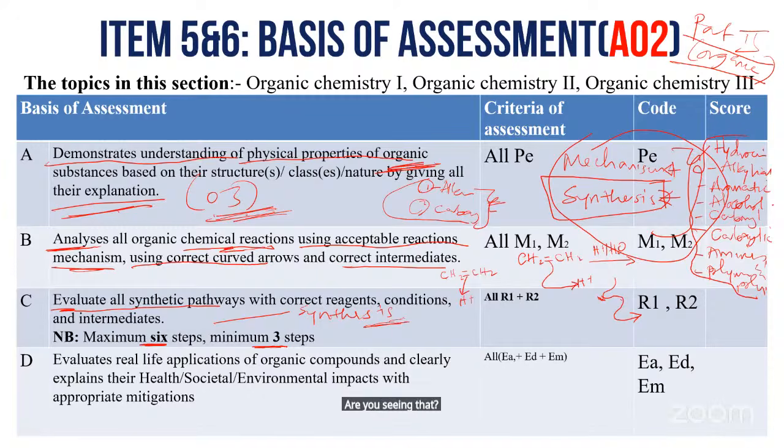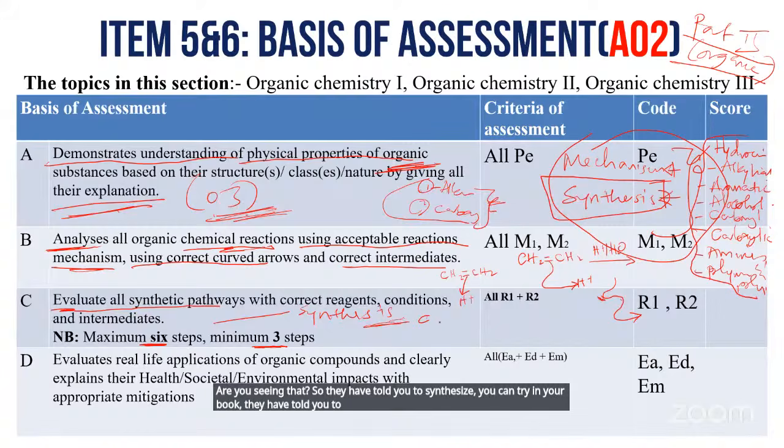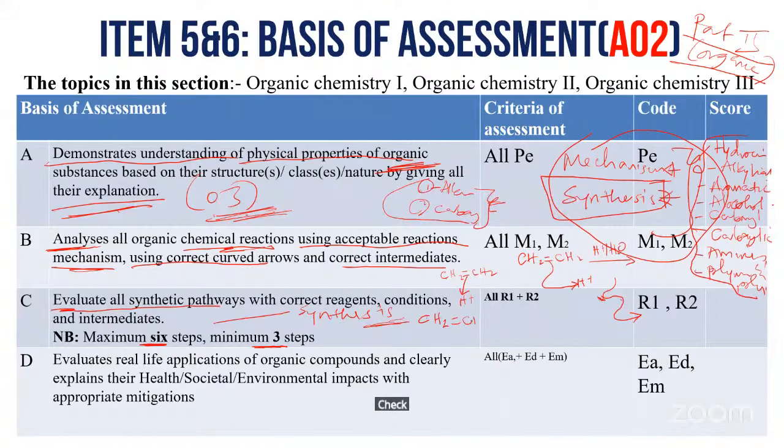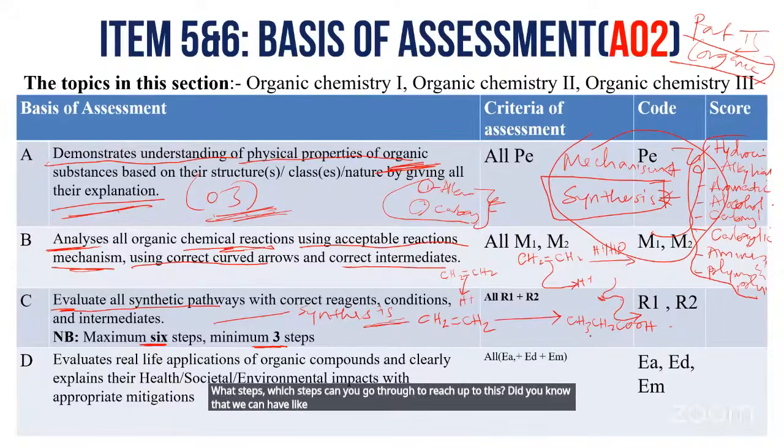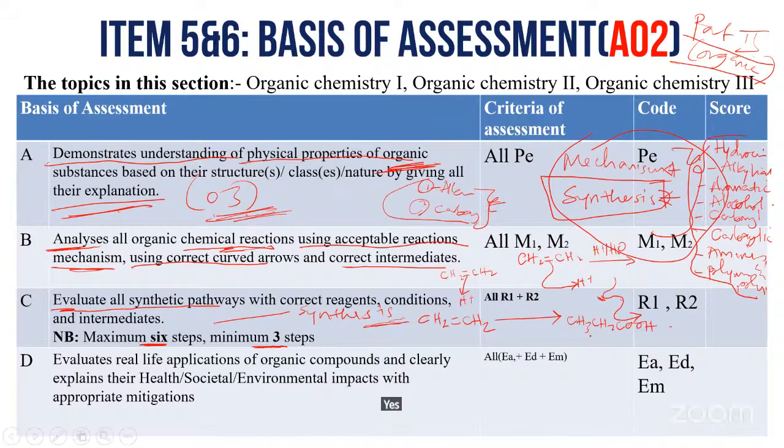So when they have told you to synthesize, you can try in your book. They have told you to convert ethene, check whether you can try this. Ethene, you want to convert it to propanoic acid. Which steps can you go through to reach this? Did you know that we can have 3 learners going through different steps and they all have the same answers? Yes. We can have different steps and the same scores. Are we there? So long as you reach your final point.